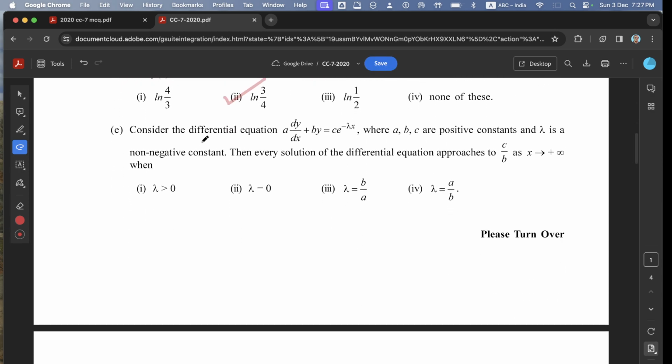Question E. Consider the differential equation a dy/dx + by = c e^(-λx). a, b, c are positive constants, and λ is a non-negative constant. Then every solution of the differential equation approaches c/b as x tends to plus infinity, where λ is what?